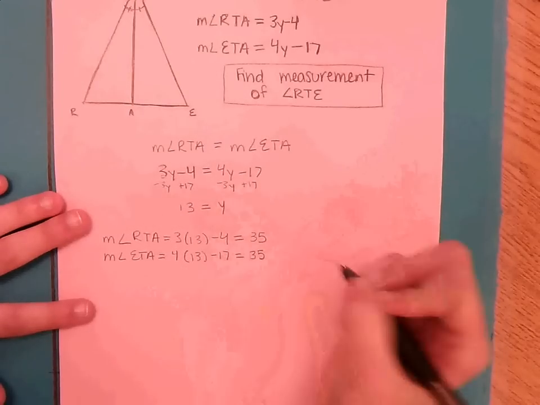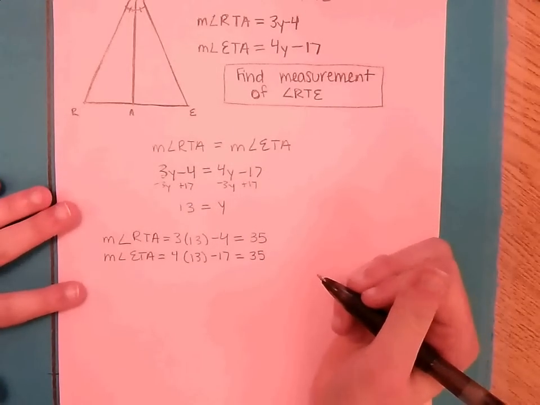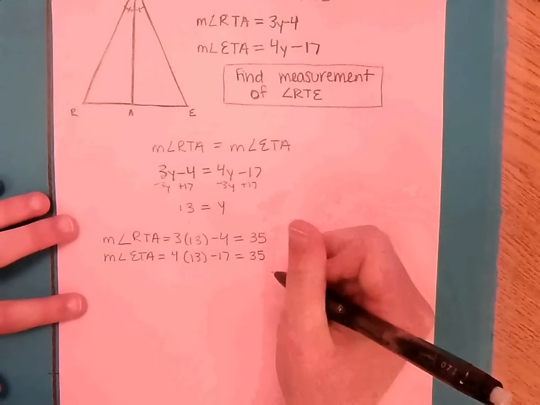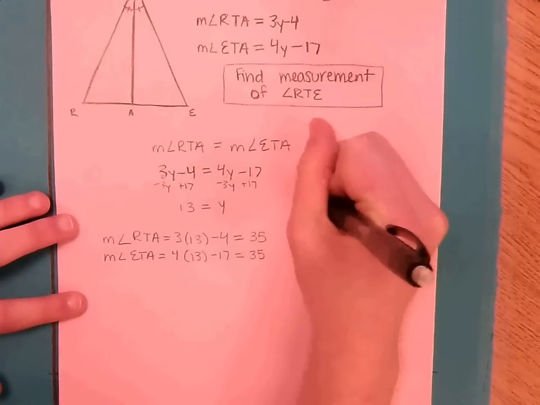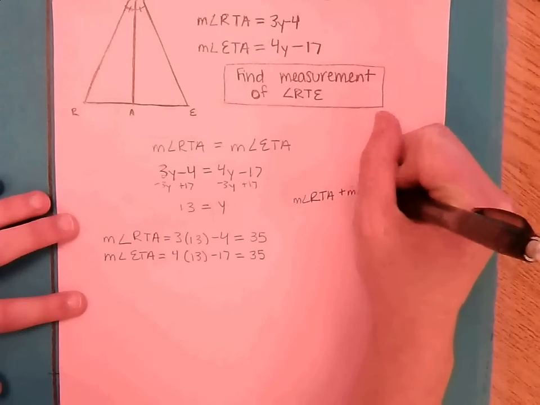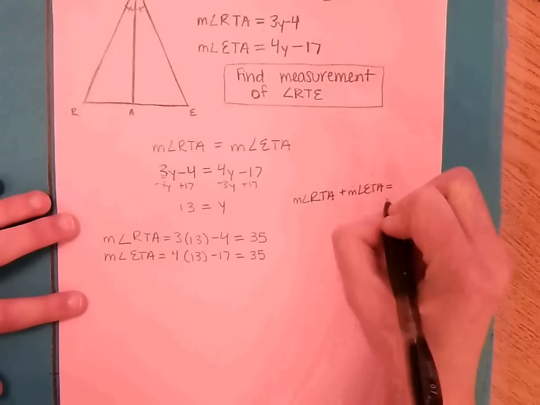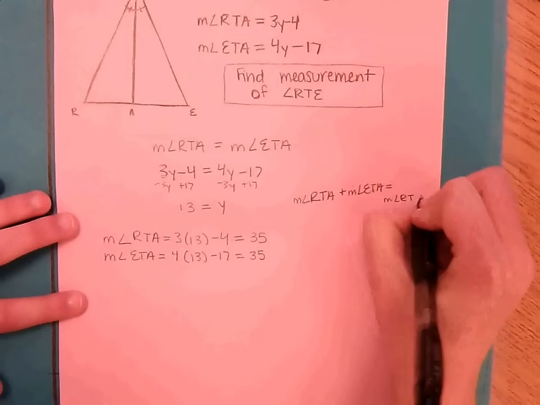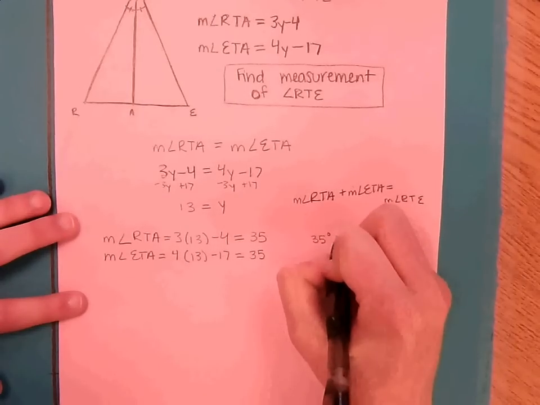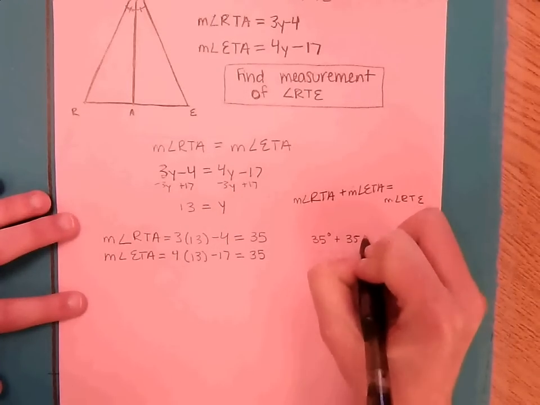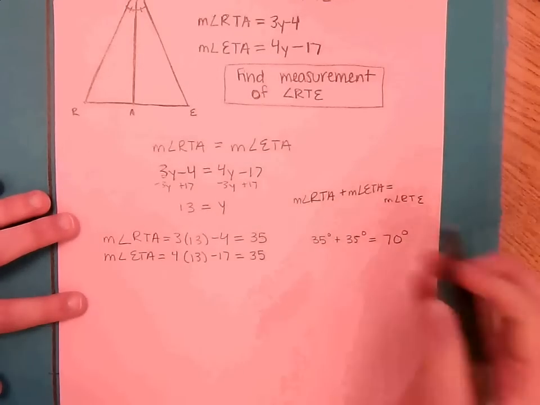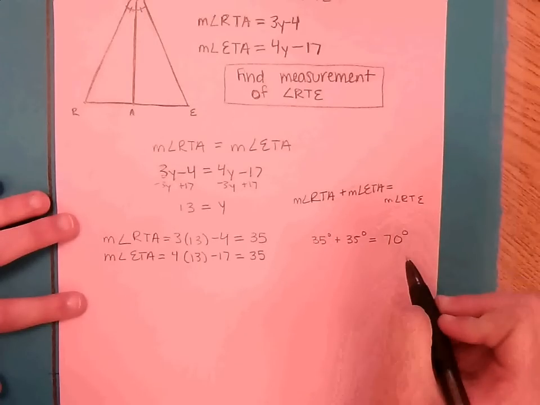So that's just proving again that it was an angle bisector, and it bisected it right in half. So now we can add that, because the measure of angle RTA plus the measure of angle ETA equals the measure of angle RTE. So you have 35 degrees plus another 35 degrees, and that gives you a total of 70 degrees. So the measure of angle RTE equals 70 degrees.